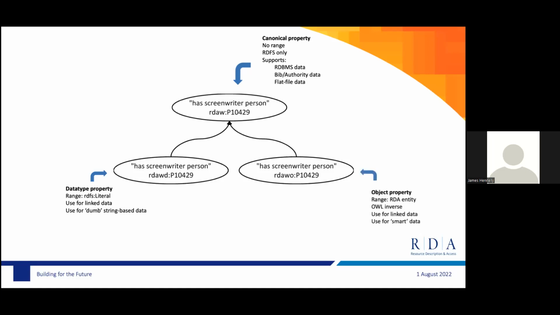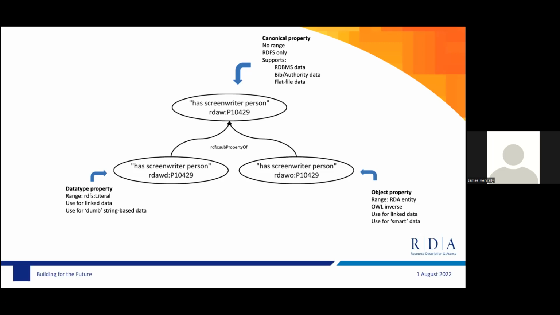And then finally, on the right, we have the object property. As I said before, its range is an RDA entity. It has an OWL inverse, and it's used for linked data, namely data that is smart, so that you keep the graph going, so to speak. So if the object is an IRI, then you can keep on saying more and more things about that IRI. And as I said before, the canonical element of screenwriter person is related through RDFS subproperty of to the data type version of screenwriter person and the object version. So all of these are linked.